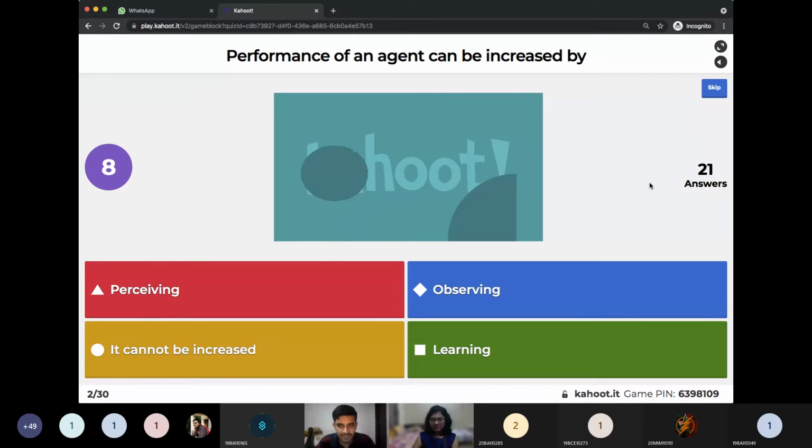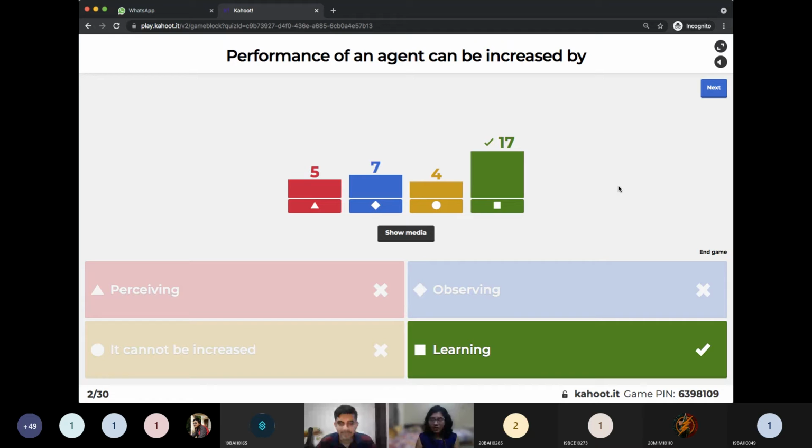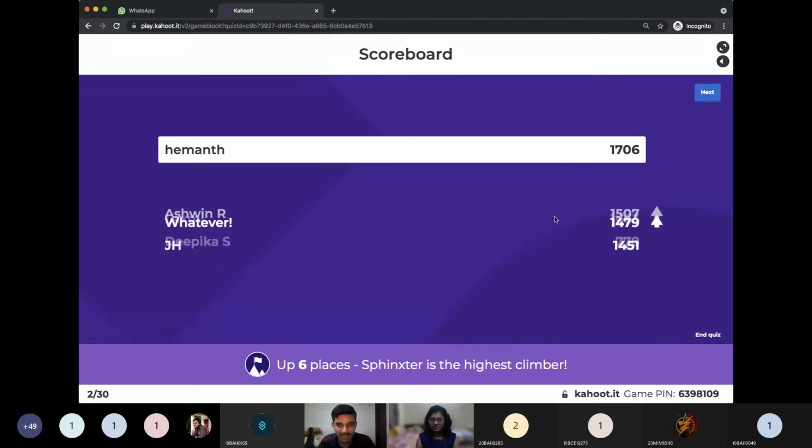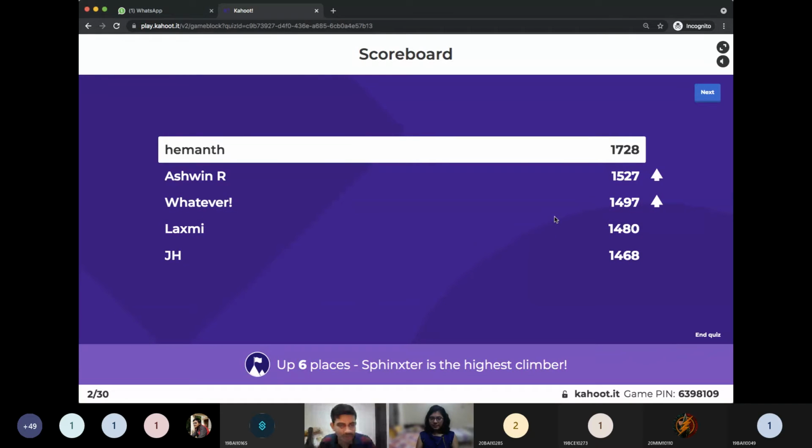10 seconds left. Now remember, the speed of your answer matters. As soon as you press it, the answer will be recorded. So 17 of you have given the correct answer. Next question. Okay, the leaderboard changes a bit. Ashwin R comes up.